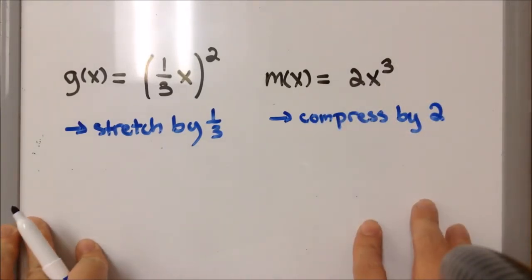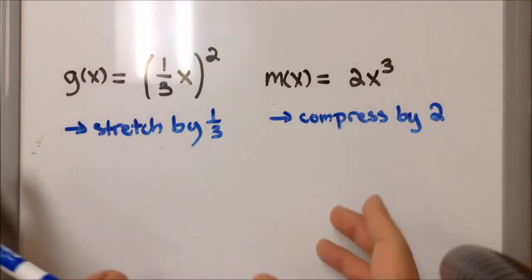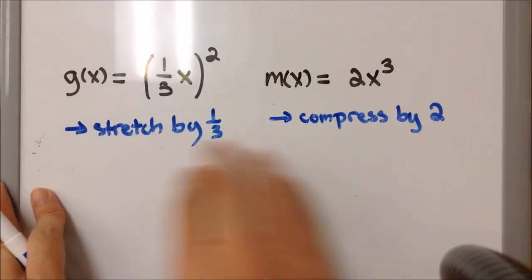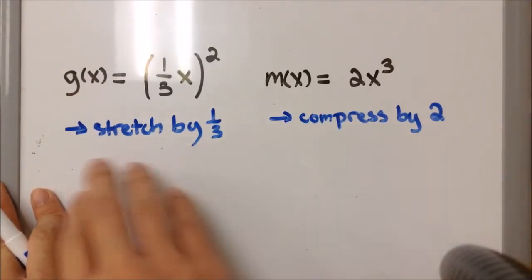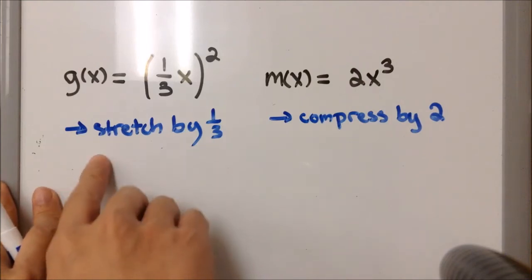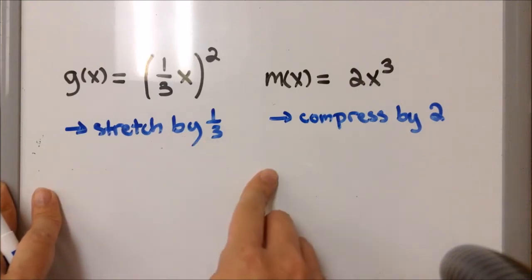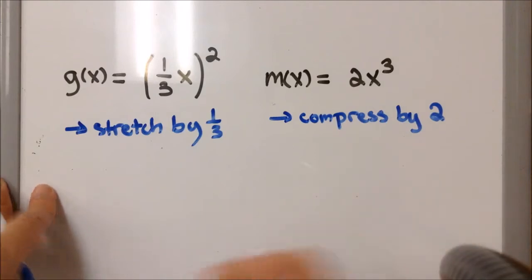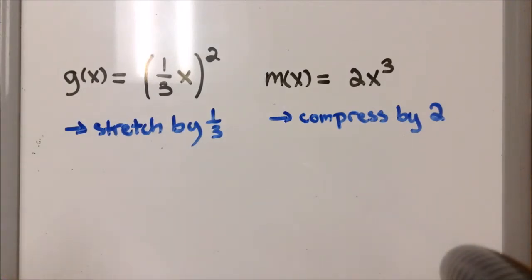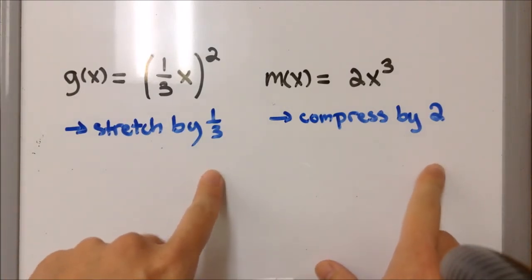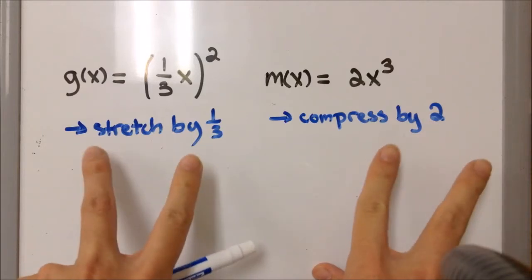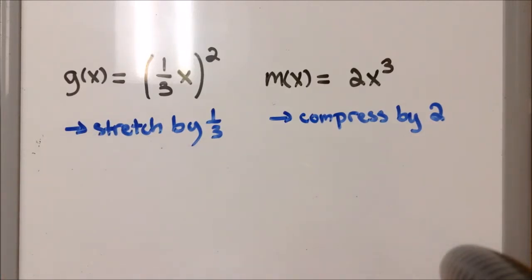Now, when you're given a question like this on the test, this type of answer will be sufficient to get full credit. So, stretched by 1/3 or compressed by 2. As long as you tell me if it's stretched or compressed and by what factor. Give me this full information, you get full credit.